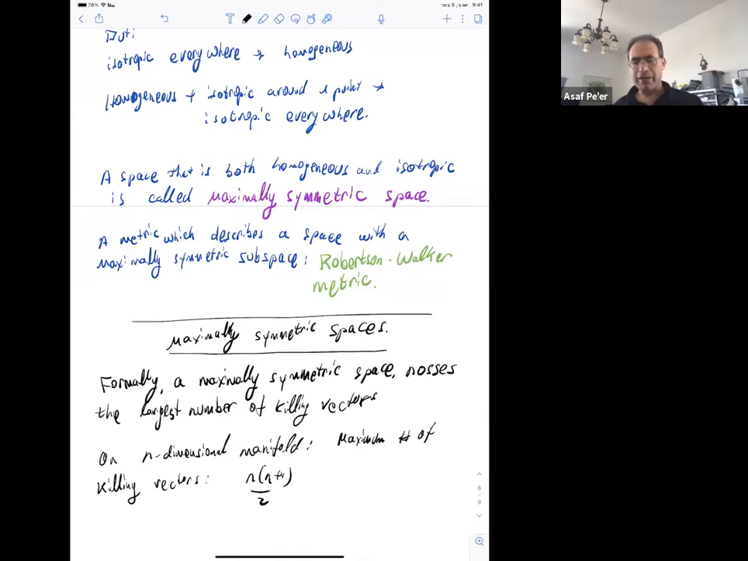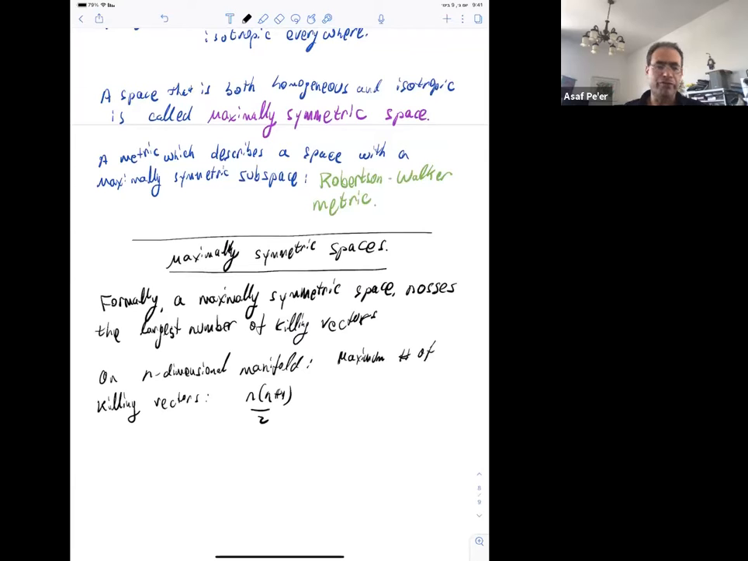Now, I'm not going to give you a full proof of that. We can, but there's no need. You can simply imagine Minkowski space, or any Euclidean space R^n, as an example of a maximally symmetric space. It's more an example than a full mathematical proof, but that's enough to give you the idea. So on R^n, we have n translations, one for each of the directions, and then we have n times n minus 1 over 2 rotations.